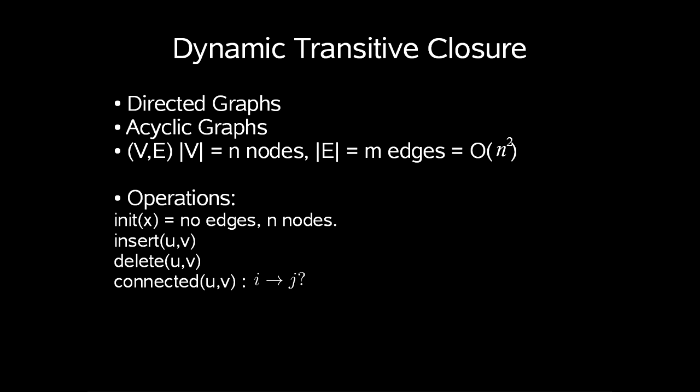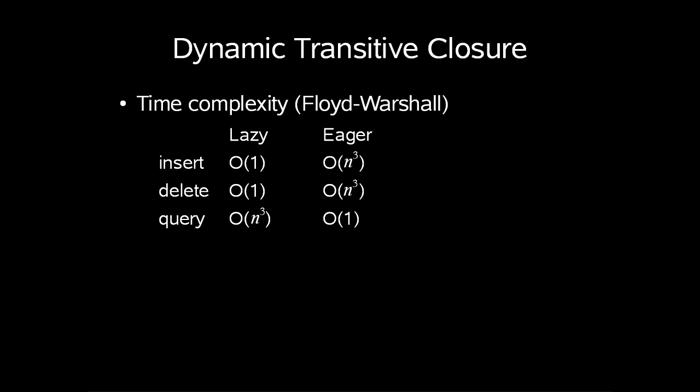So which operations would we like to support? Well, we have insert, to insert some edge between two nodes. If there is an edge, we may delete it. And our query we have to answer is: are U and V connected? Meaning, is there a path from U to V? So of course we have our standard lazy and eager methods we can start out from.